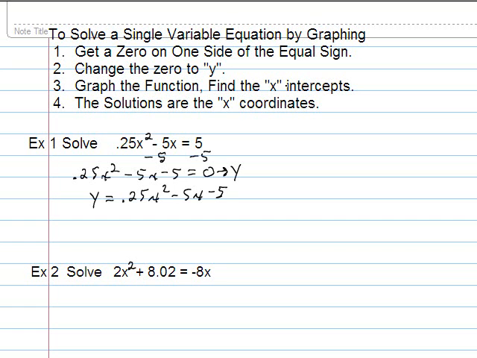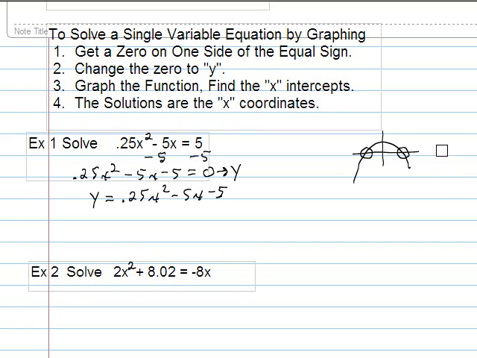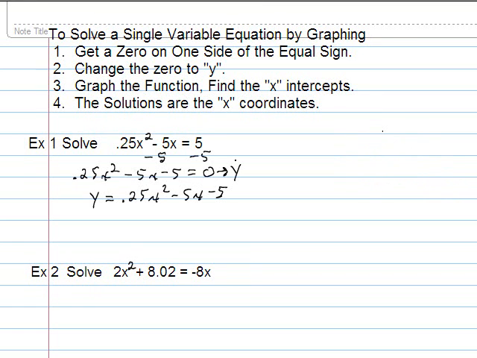Step 3 says graph the function and find its x-intercepts. Its x-intercepts are where the function crosses the x-axis. So if it looks like that, it has 2 x-intercepts, one here and one here. And we showed how to do that on the last podcast, so if you've forgotten, you can check. But we're going to do it right here, so you can just watch and see how we do it here. So I'll bring up my calculator.